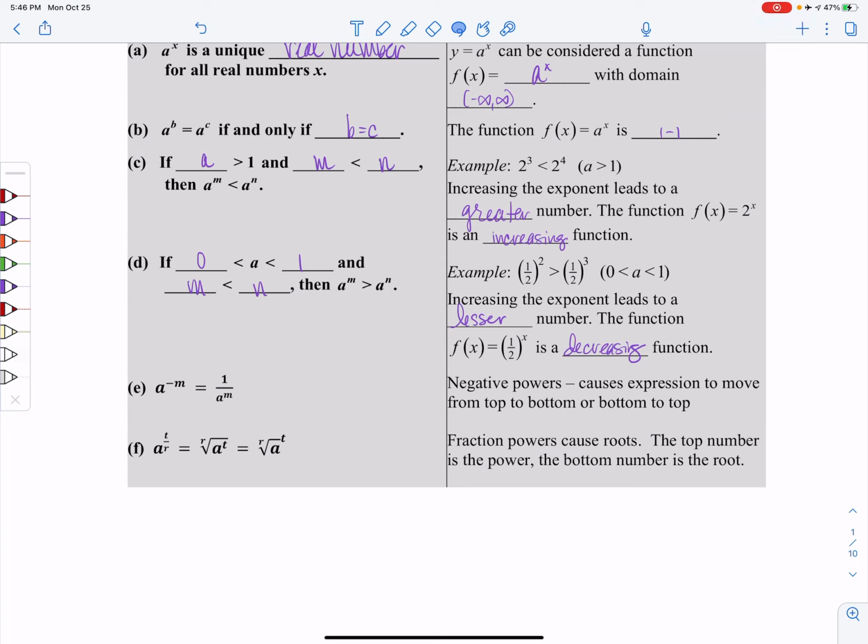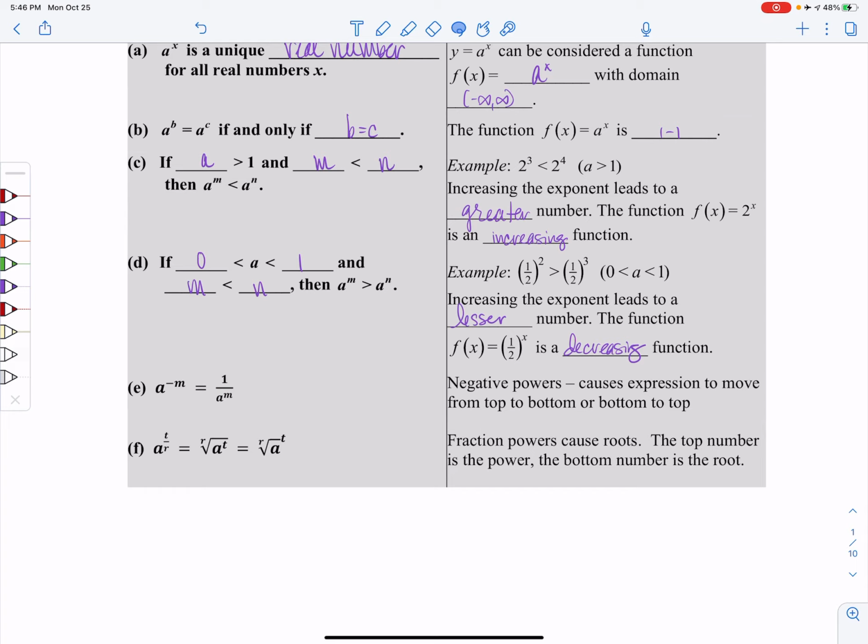The way I like to word this in English is negative powers allow you to move from top to bottom or from bottom to top. I want to point out that my bases are the same base. That didn't change. The only thing that's changed is that my power has changed signs. So changing the sign on your power causes it to move from top to bottom or from bottom to top.